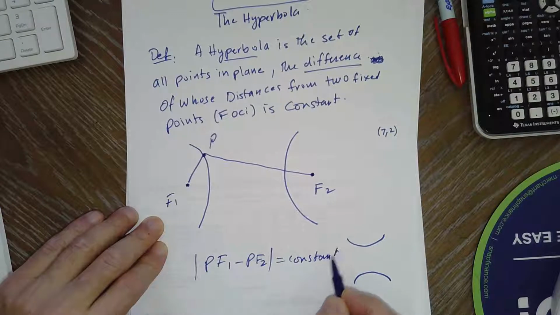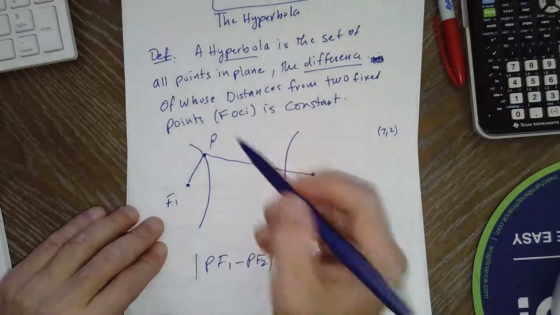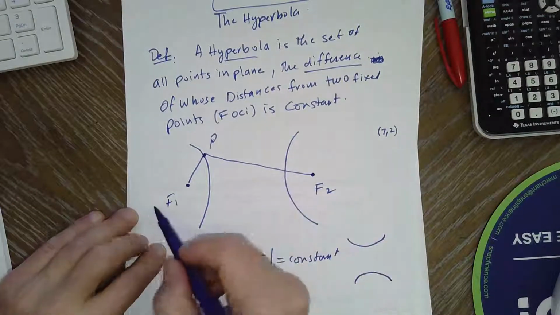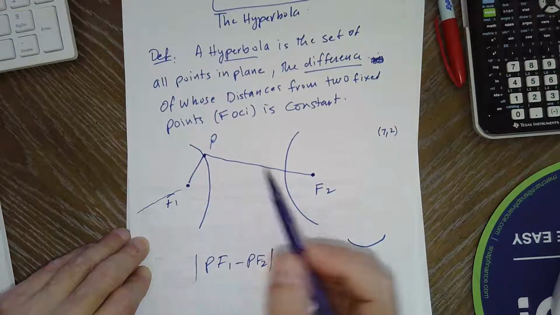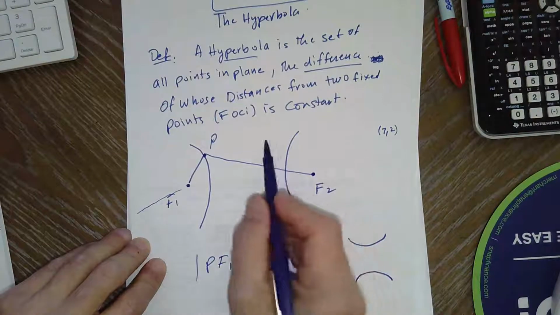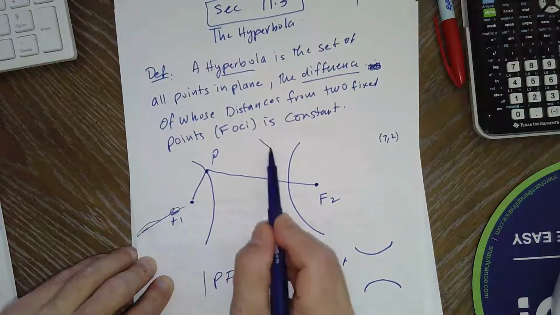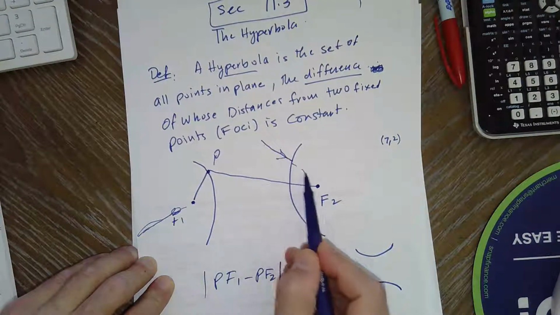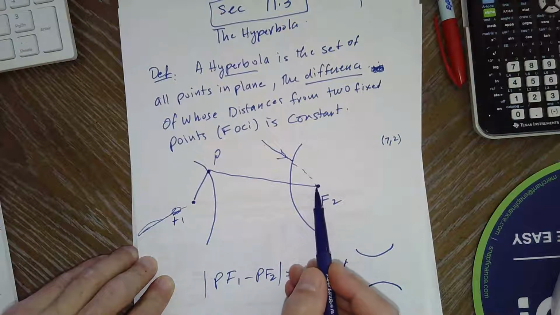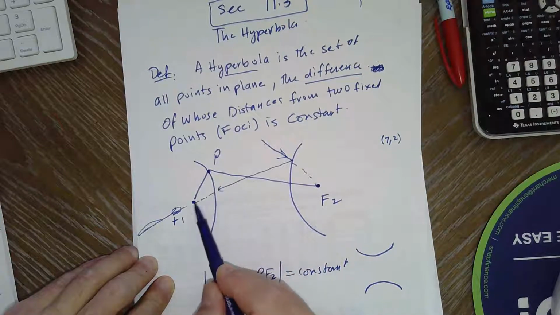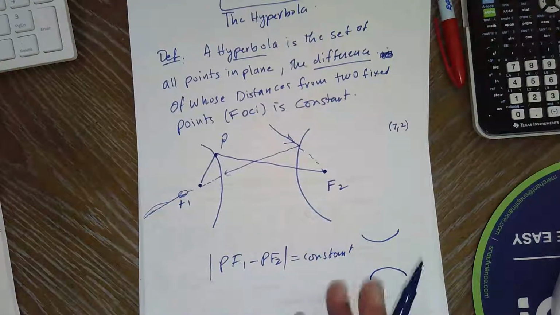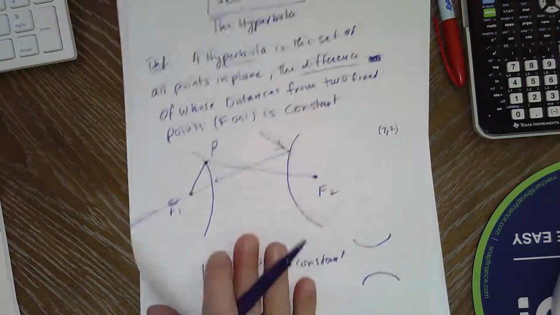What's interesting is that any ray of light that's hitting the hyperbola going toward one focus reflects and goes through the other focus. This is used in corrective lenses and so on.